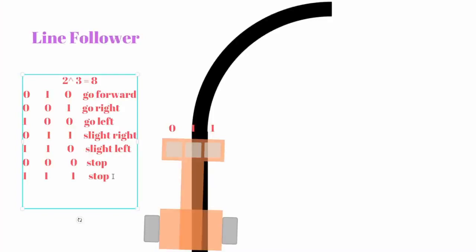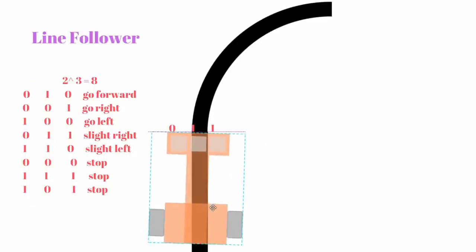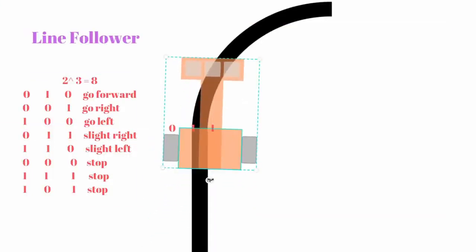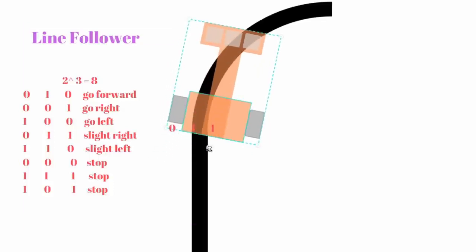And the last one is 1, 0 and 1. Again, this should not be possible, so we will write stop, or we don't need to define it. So here we have 8 different possibilities that can happen. Based on this, we can move our robot to follow this line. It will rotate, then it will go forward, it will rotate a little bit, and then it will keep going forward. So this is the main idea.